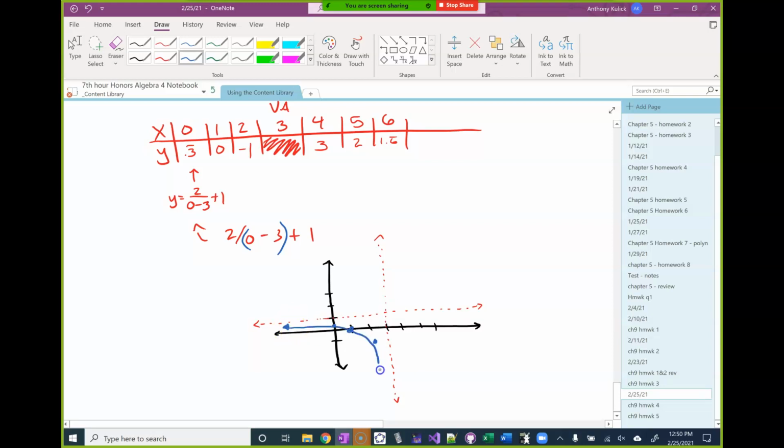Now the other half to do, I still have 3 more points to plot. So I have 4, 3, 5, 2, and then 6 and 1/6.